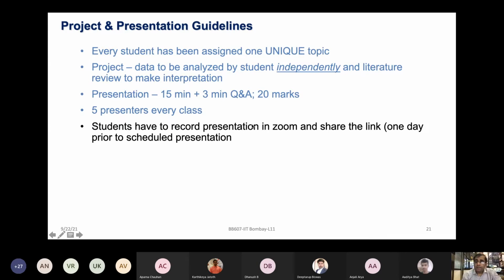And given that many times we do see problems of network connectivity and issues, what we are going to do is that you are going to record your presentations in Zoom, where you should be visible during the presentation. We can maybe give you some more format and detail. And then please make sure that you adhere to the time.